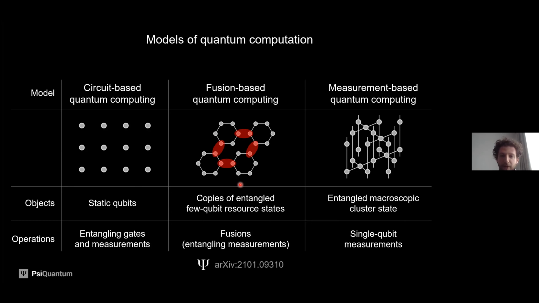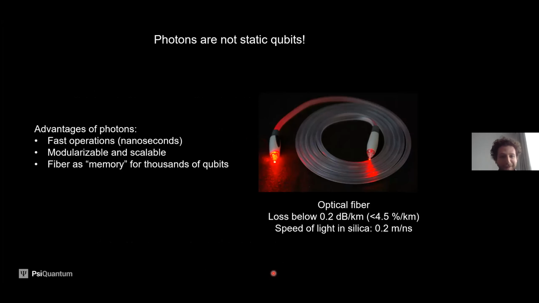I just want to point out that all 3 of these models of computation are universal, and you can translate computations from one model to another. So no model is more powerful than the other. The question is just which model best describes the operations available to your quantum computer. And in our case, the natural operations turn out to be resource state generation and fusion. You can read more about fusion-based quantum computation in the paper with the title Fusion-Based Quantum Computation, which you'll find on the arXiv. Of course, photons aren't all bad, and there are a few important advantages of photons.